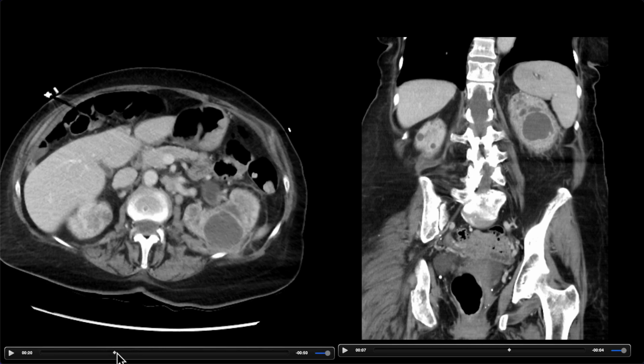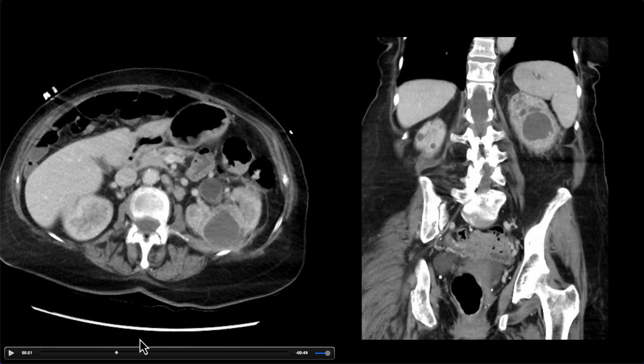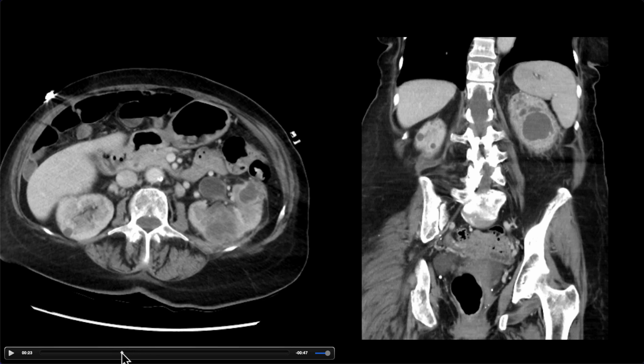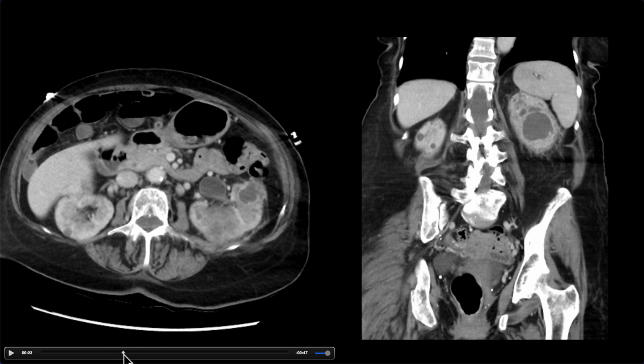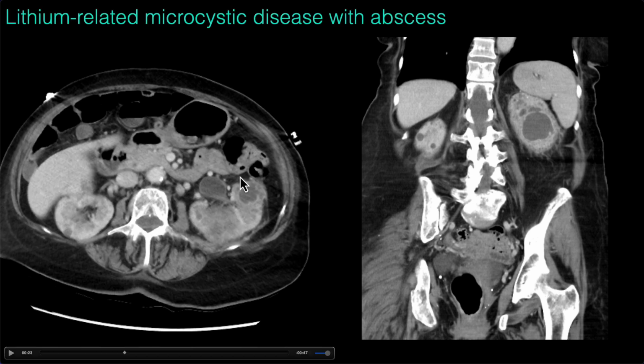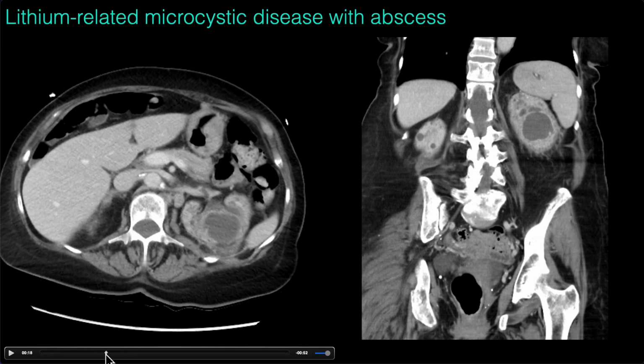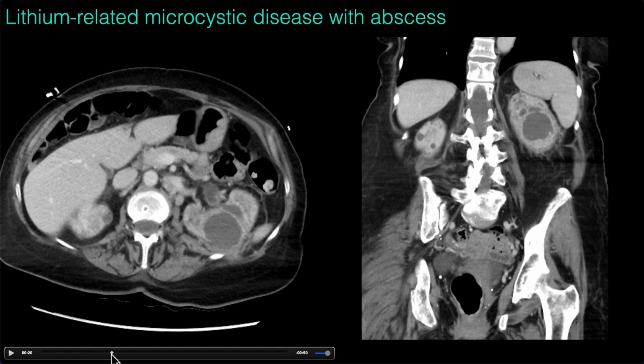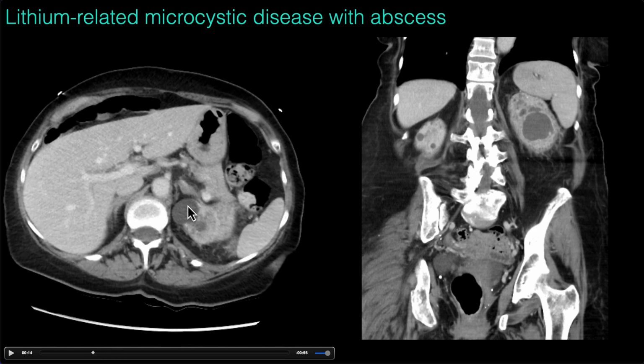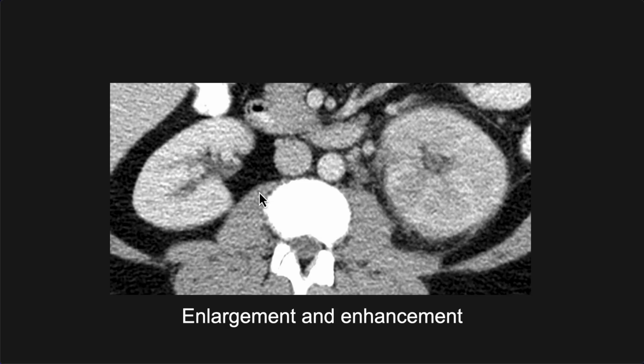That looks a little more complex with an enhancing border, and also this collection here. So we not only have a background of microcystic renal disease related to lithium use, but we also have formed 2 abscesses within that left kidney. This gives you a sense of that variation where you're seeing a thick wall with some increased enhancement relative to the simple cysts that are unrelated to acute infection.